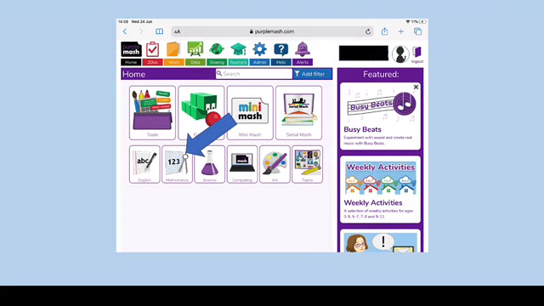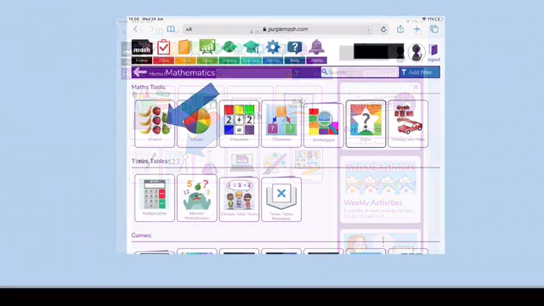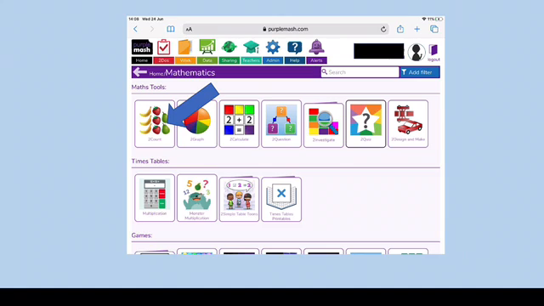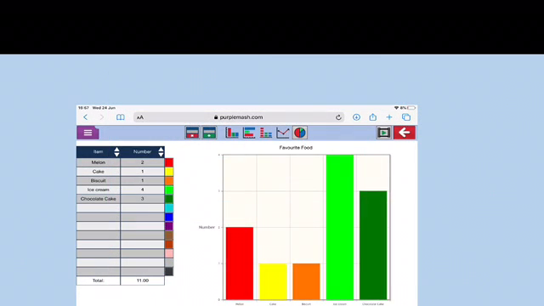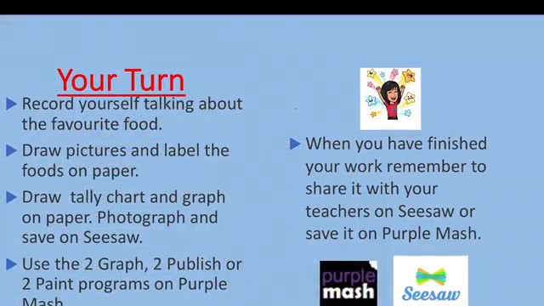Now that you have your information in your tally chart, you may decide that you want to share it in a different way. I decided to go on to Purple Mash and use 2Count to produce a pictogram, and I also put the information into 2Graph, which allowed me to make a bar chart. Remember, if you are drawing your graph on paper, then you will need 2 axes and you'll need to give your graph a title.